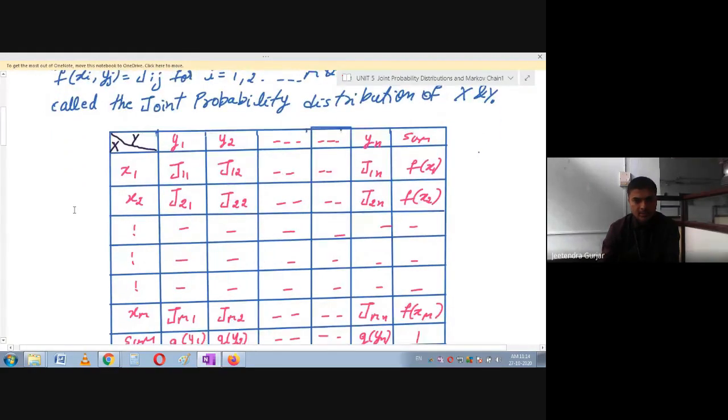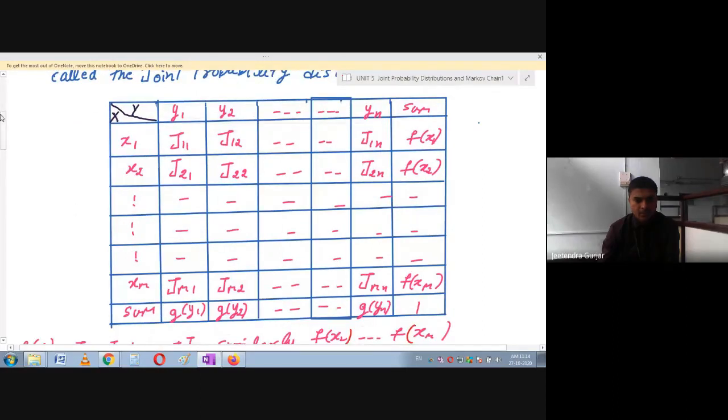So what is this joint probability distribution, students? If you understand this table, that is a matrix, 50% of the work is done. In the last lecture I have discussed this. Here I am going to take y as y1, y2, dot dot dot yn, and the sum of all of these. Similarly, in the column I am going to take x equal to x1, x2 till xm, and the sum of all.